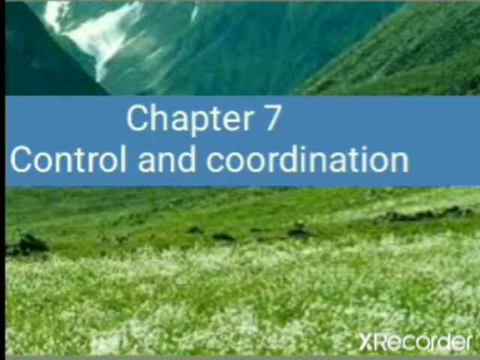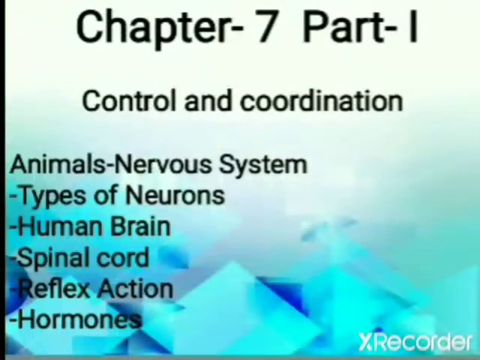Welcome to Science Chapter 7, Control and Coordination. Let's see what we are going to discuss in this particular chapter. In Chapter 7, Part 1, we shall be discussing animals, the nervous system, types of neurons, the human brain, spinal cord, reflex action, and hormones. Let's see each of these topics in brief.